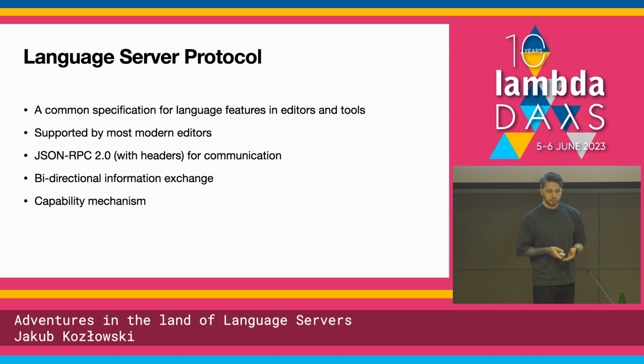So the language server protocol was made by Microsoft together with Red Hat, I think, and some other companies. It's a common specification for language features in editors and other tools. It's supported by most modern editors. And the communication is just JSON RPC with an extra mechanism for headers. That's a detail. And yeah, both sides can talk to each other and send requests. And the capability mechanism is also there. So when you start your server, you have to describe what you can do based on what the client can do.